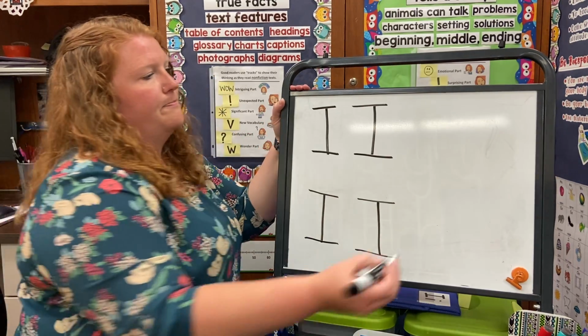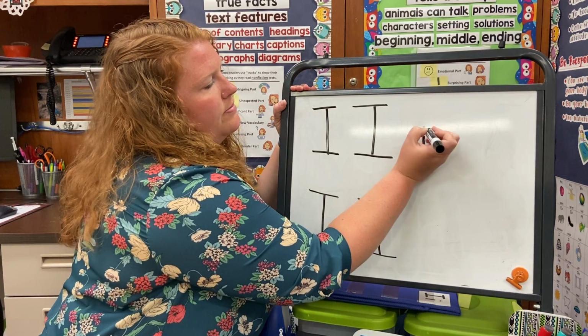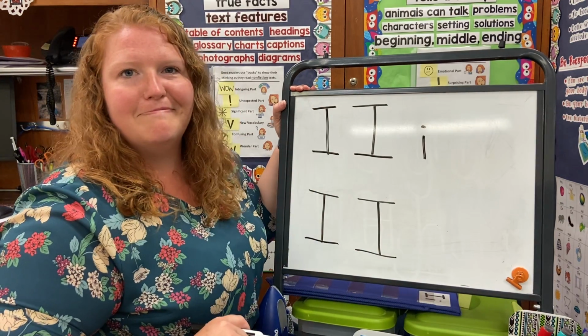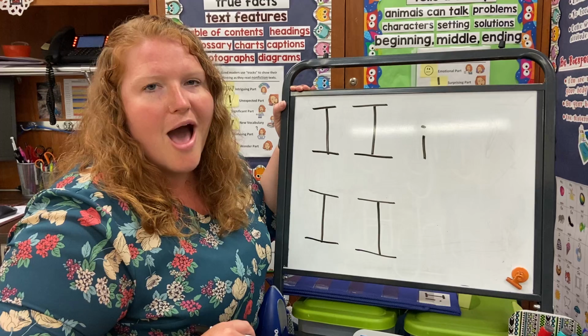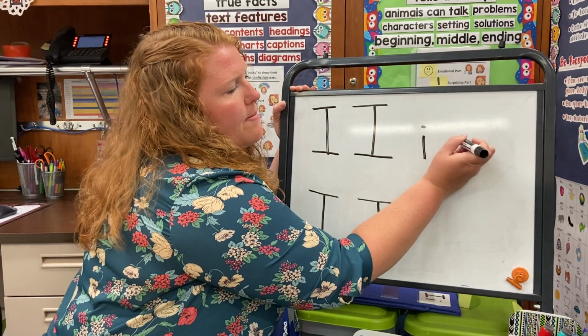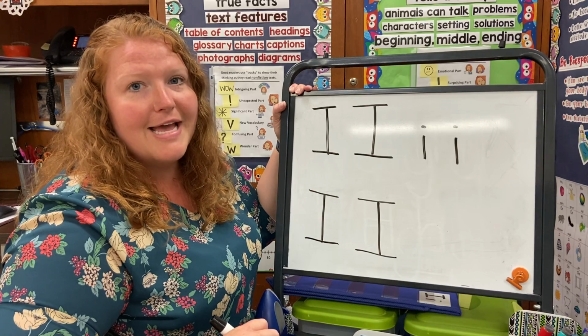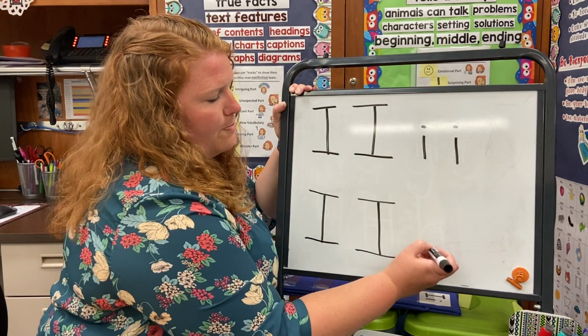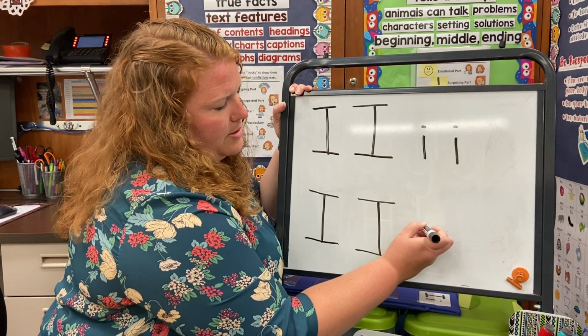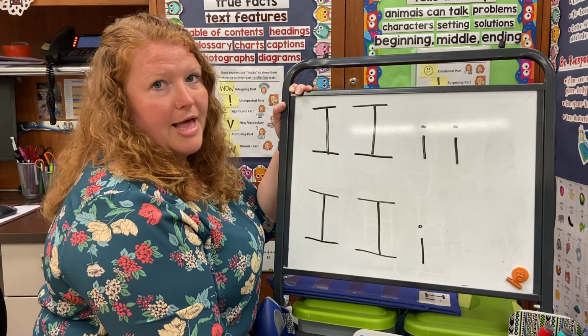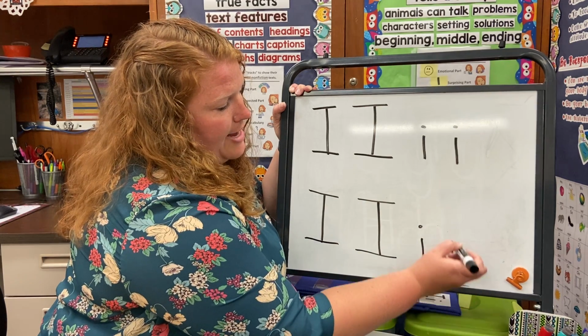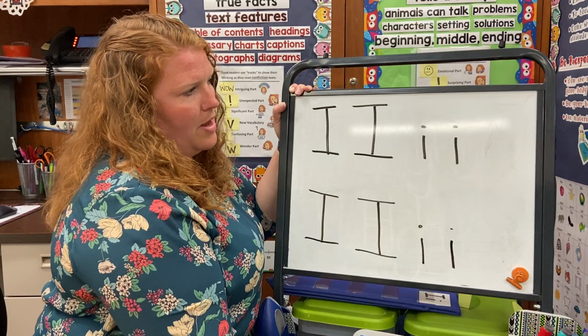Now our lowercase i is pretty simple too. Watch this. Pull down, dot. Pretty easy, right? That's our i. You do it with me. Pull down, dot. Now say it and do it with me. Here we go. Pull down, dot. Last time, pull down, dot.